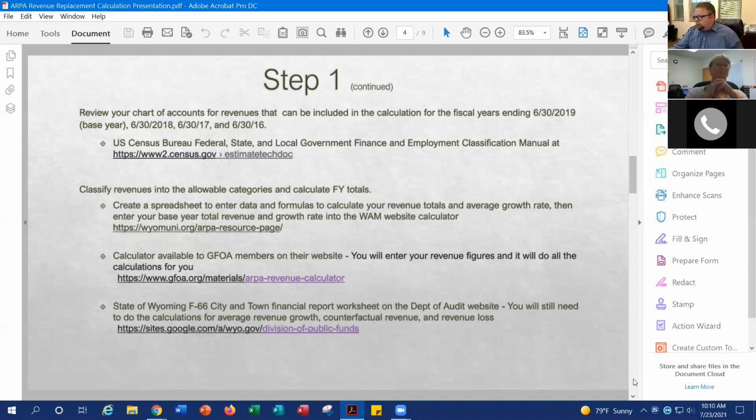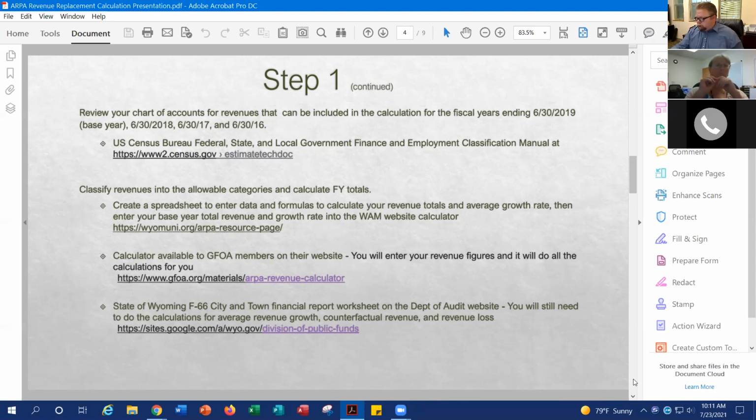So to get this information, you'll want to review your chart of accounts for revenues that can be included in the calculation. So you're going to look at actual revenues for the fiscal years ending 2019, 2018, 2017, and 2016. You'll want to look at the U.S. Census Bureau manual to determine which revenues are considered general revenues. And I have the website listed here on where you can find that document. Then you'll want to classify your revenues into the allowable categories and calculate your fiscal year totals.